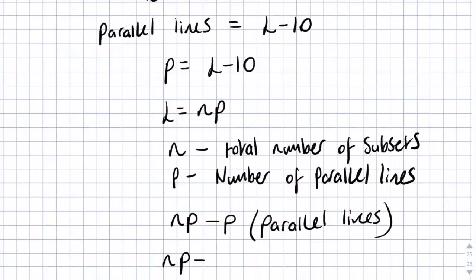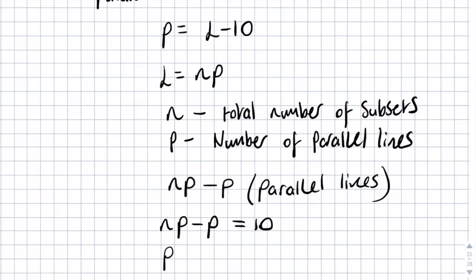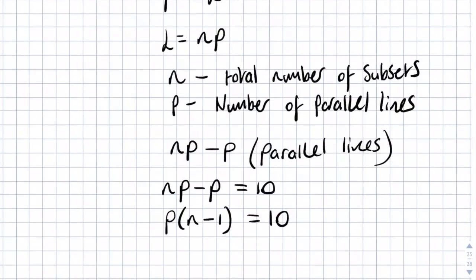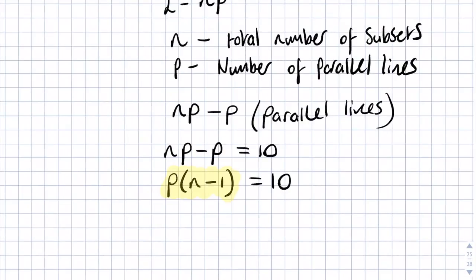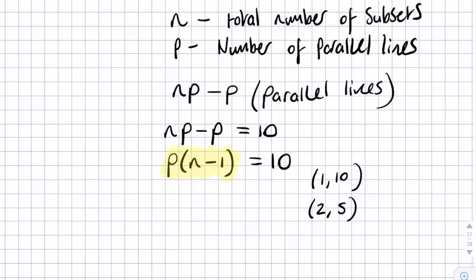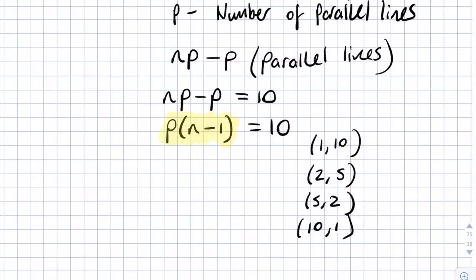So we make nP minus P equals 10, take out a factor of P, and we've got that as our equation. So now what we need to do is think, well, this P multiplied by this n minus 1 represents 2 factors of 10. So if we write down all the factors of 10, which are 1 and 10, 2 and 5, but remember we could also have 5 and 2 and 10 and 1, because we could have P as 1 and n minus 1 as 10, or we could have n minus 1 as 1 and P as 10. So that is something that we need to consider.